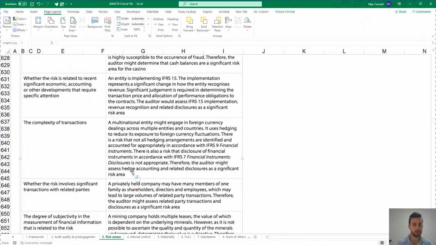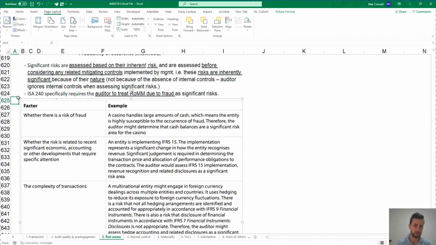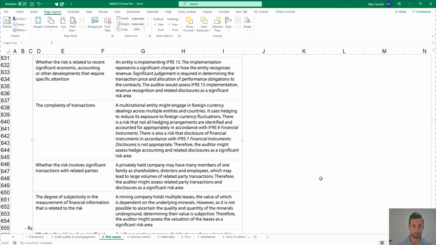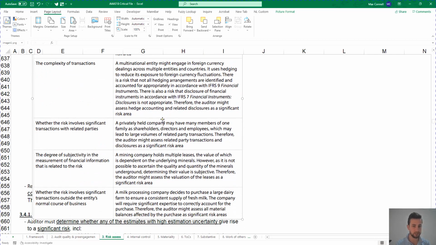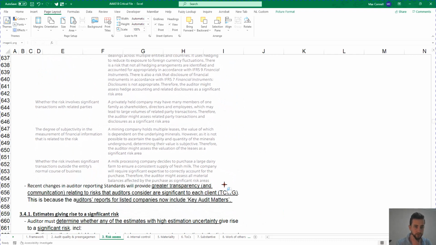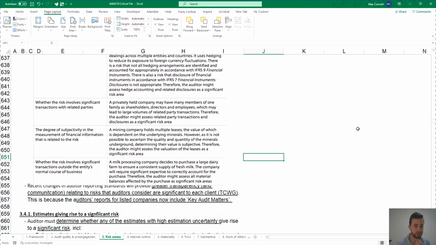The third potential factor, these are just examples, it's not exhaustive, is the complexity of transactions. So a multinational entity might engage in foreign currency dealings across multiple currencies, multiple entities, and multiple countries. It uses hedging to reduce its exposure. However, due to the inherent complexity of those transactions, the auditor might treat hedge accounting and related disclosures as a significant risk area. Next example is whether the risk involves significant transactions with related parties.